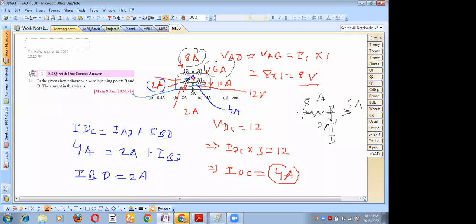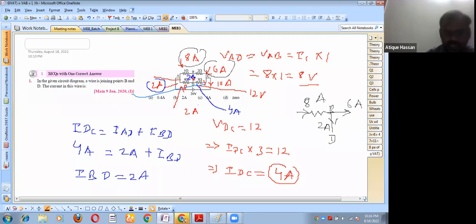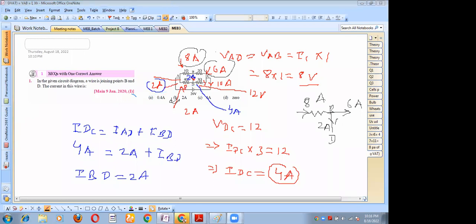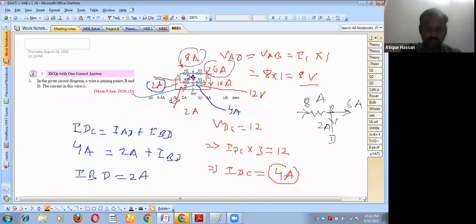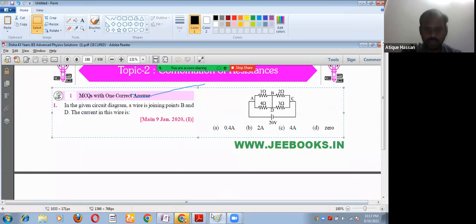So anyone having any doubt, please ask. If all of you understood this, the correct answer is B. This question seems to be very easy, but it is not that easy. This is a JEE 2020 question. So you have to apply some concept apart from series and parallel combination only. You have to see the distribution of current. So all of you understood? Okay. So this was the JEE question 2020.